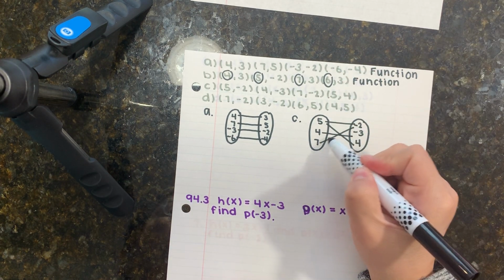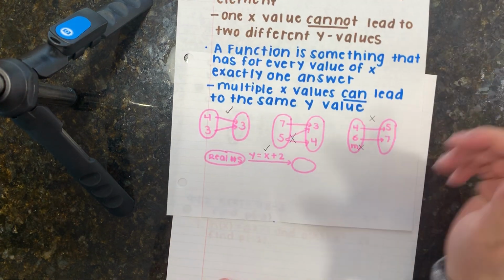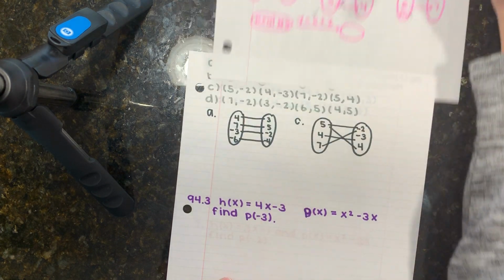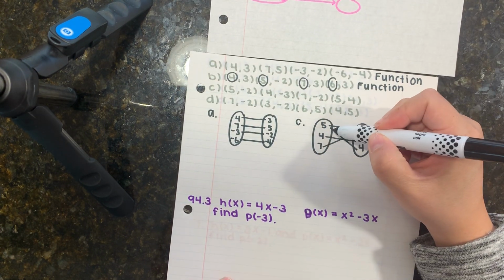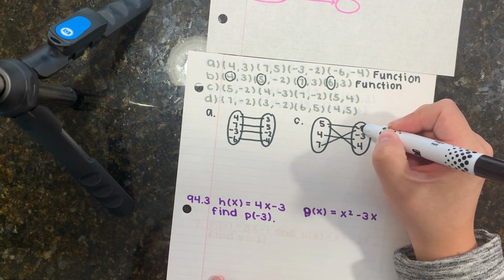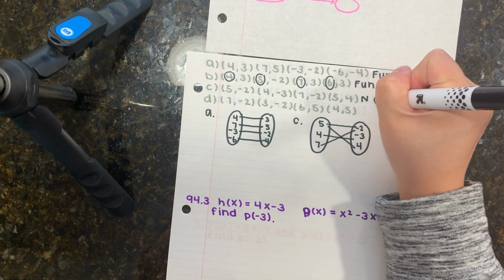So I have 2 x values that lead to the same y value. Well, I can have multiple x values lead to the same y value, but what I cannot have is one x value lead to 2 different y values. So because 5 leads to negative 2 and 5 leads to 4, this is not a function.